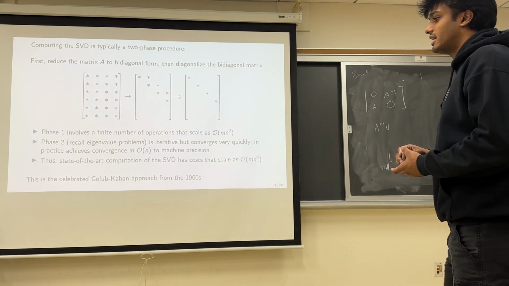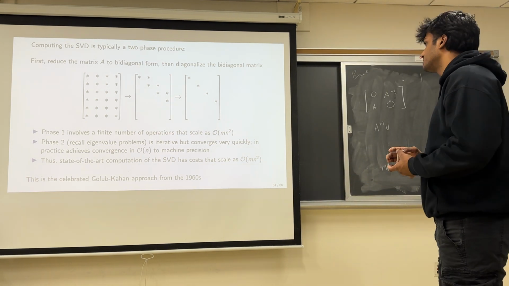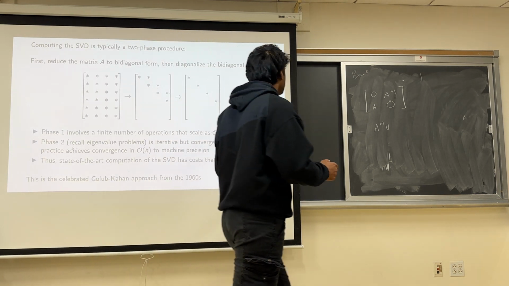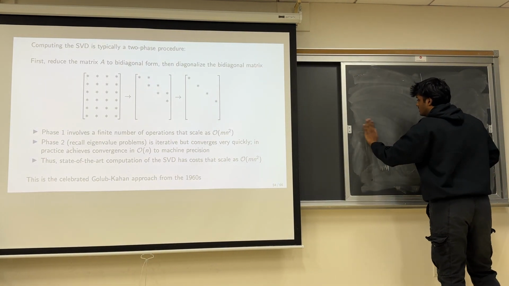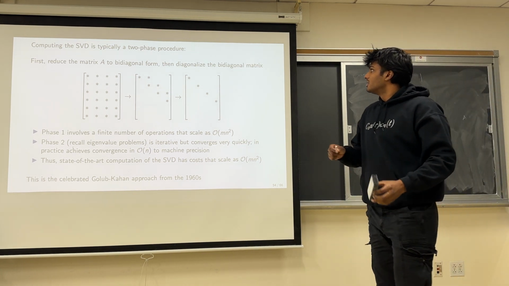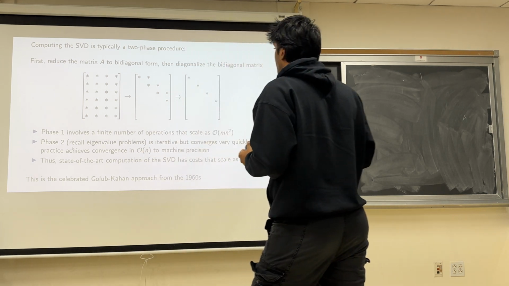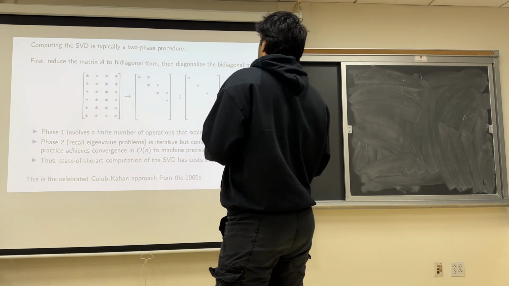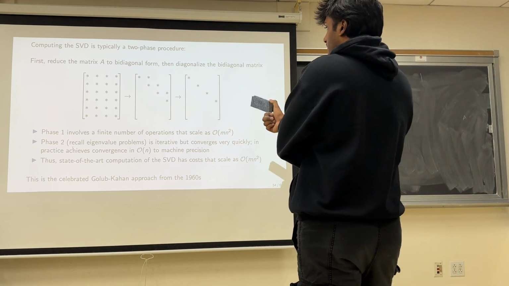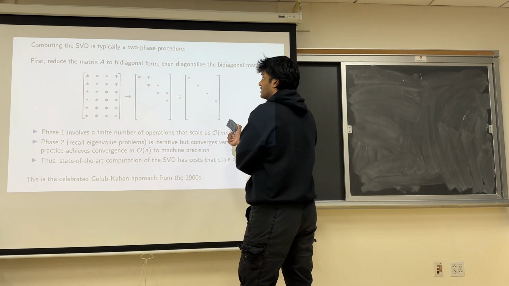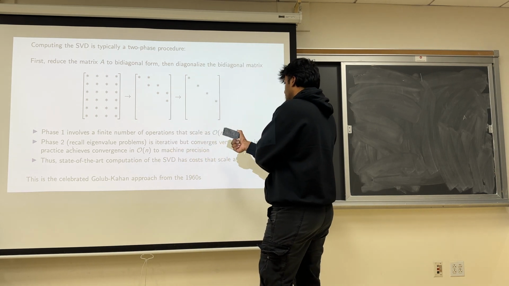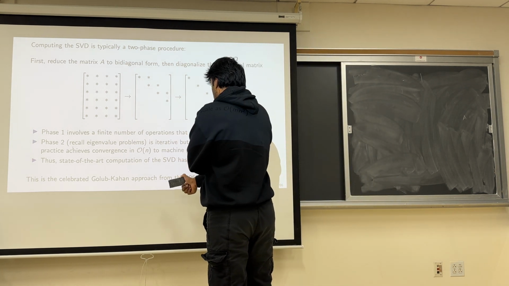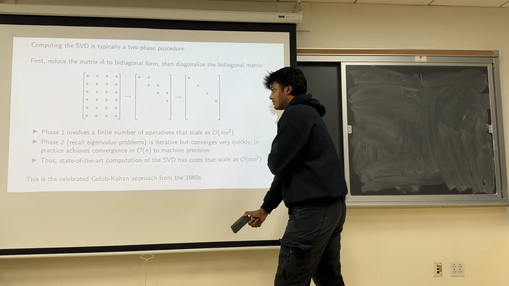So how to find the eigen decomposition? Eigen decomposition can be found by the QR method, in which you apply Q and Q transpose, again and again, on both sides of A, and finally you hope that you get to the reduced form. This is actually what happens, I think, in the QR method, or maybe not. What happens is, first you reduce the matrix A to a bidiagonal form and then diagonalize the bidiagonal form. Phase 1 involves a finite number of operations that scale as n cubed. Phase 1 is to reduce to bidiagonal form. Phase 2 is iterative but converges very quickly. In practice, it achieves convergence to machine precision. The state-of-the-art computation of the SVD has costs that scale as n squared. Okay.